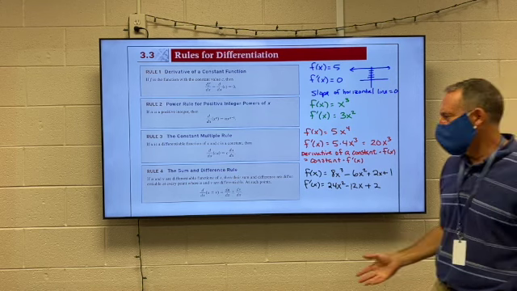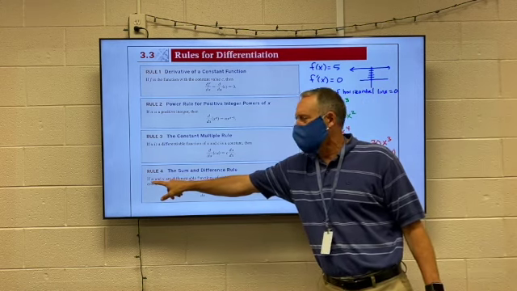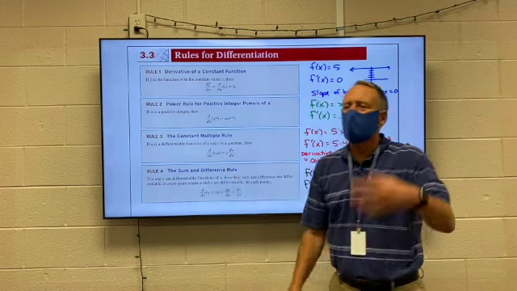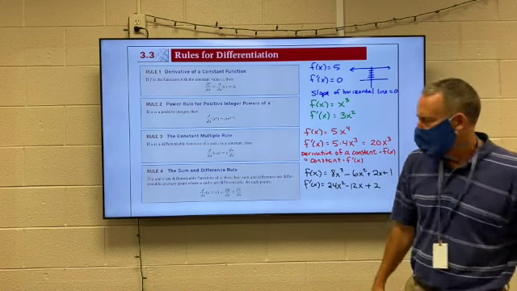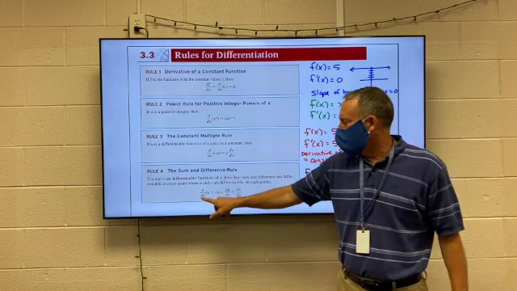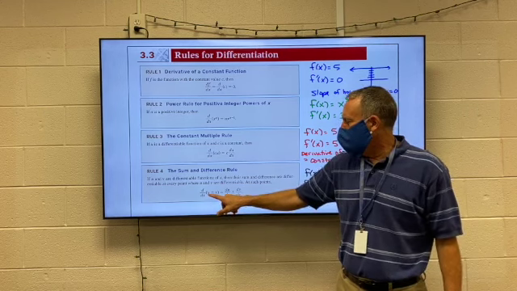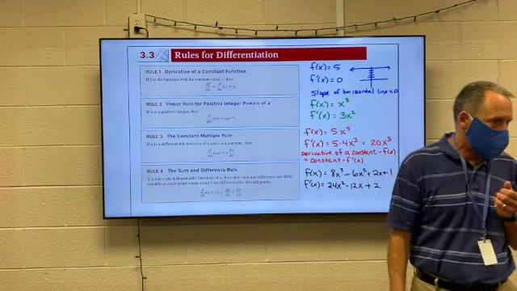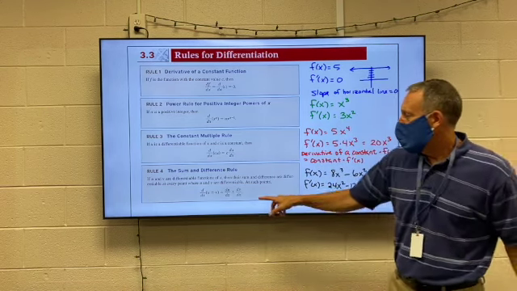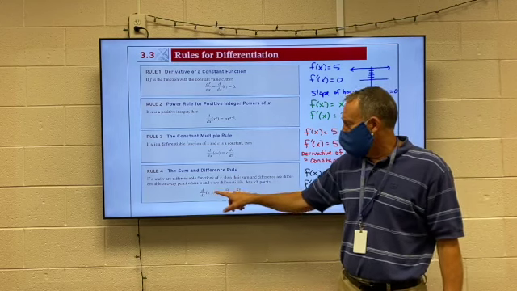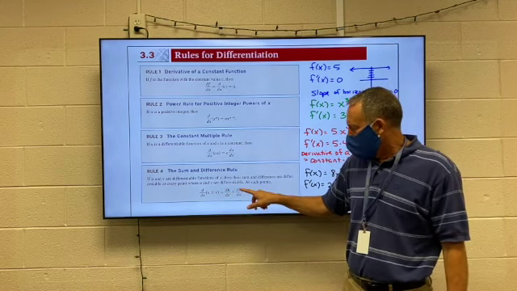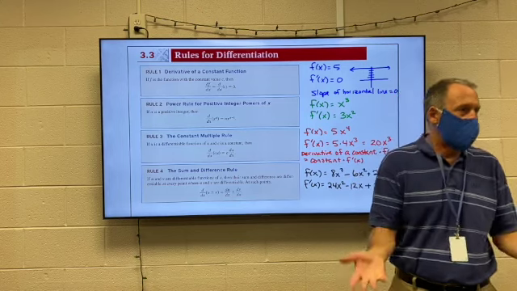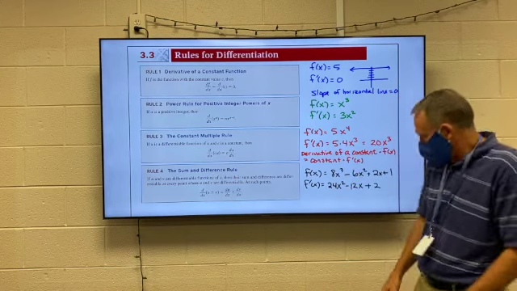Now, number 4, the sum and difference rule. And all this says is, look, now we've got not only u as a function of x, but v is a different function of x. So if we want to take the derivative with respect to x of two functions, added or subtracted, I simply take the derivative of the first one and the derivative of the second one, and I add or subtract the derivatives.